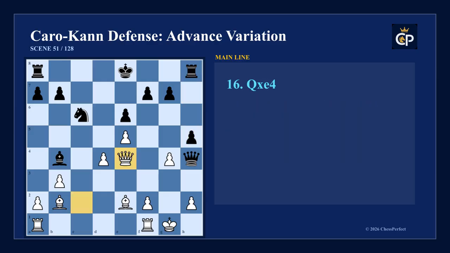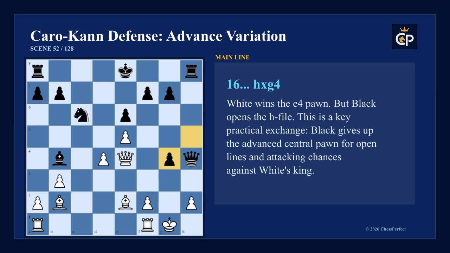Queen takes e4. hxg4. White wins the e4 pawn. But Black opens the h-file. This is a key practical exchange. Black gives up the advanced central pawn for open lines and attacking chances against White's king.